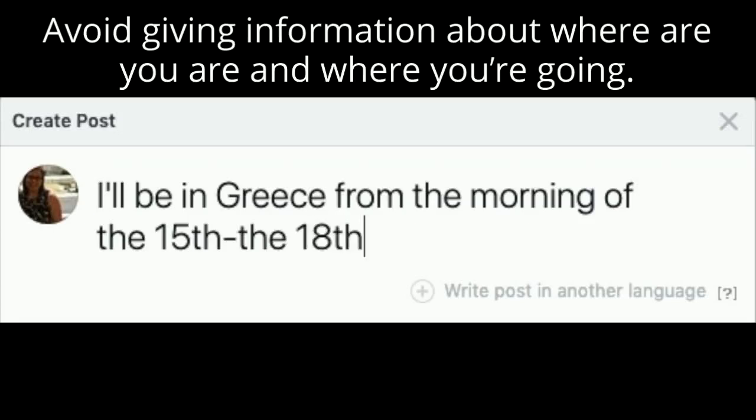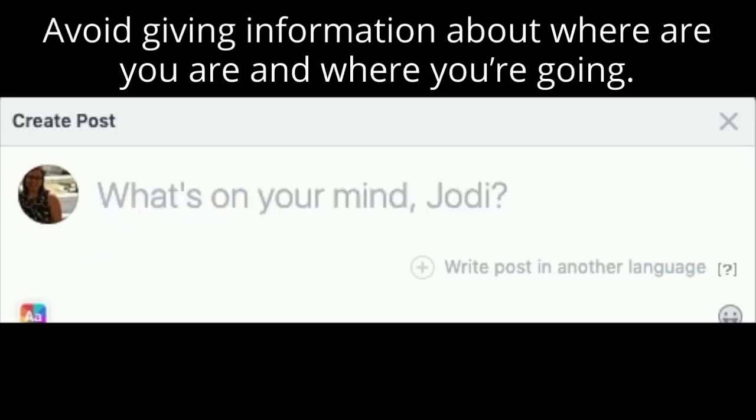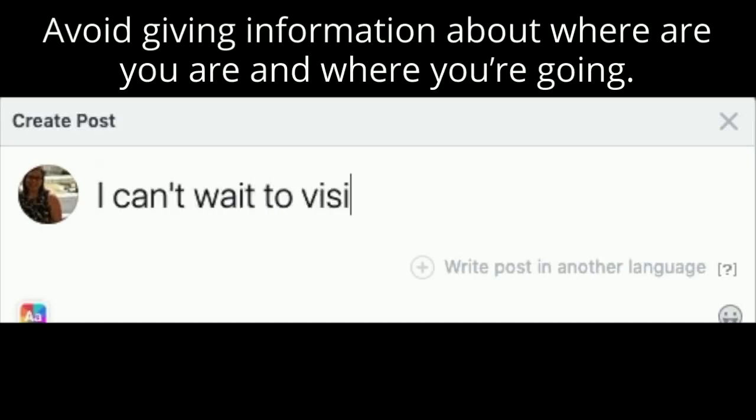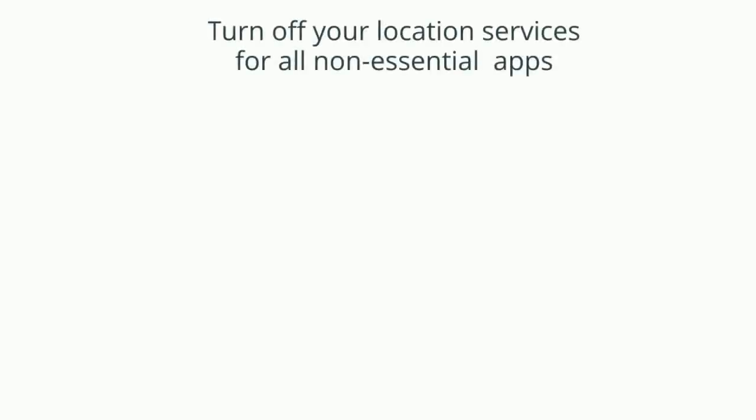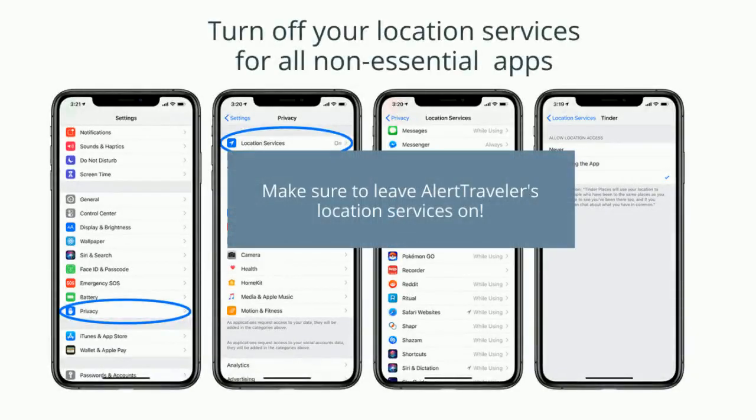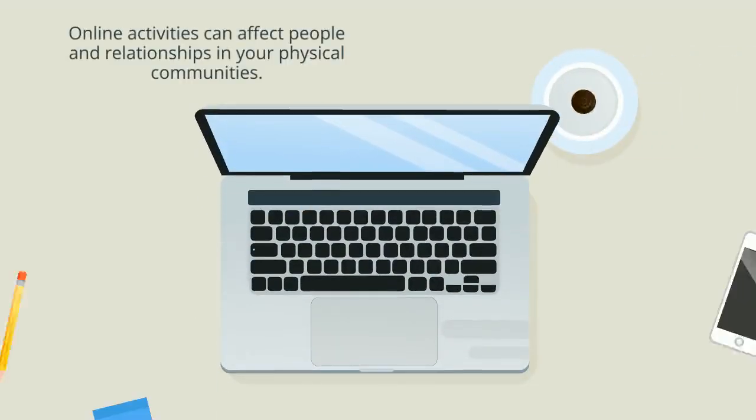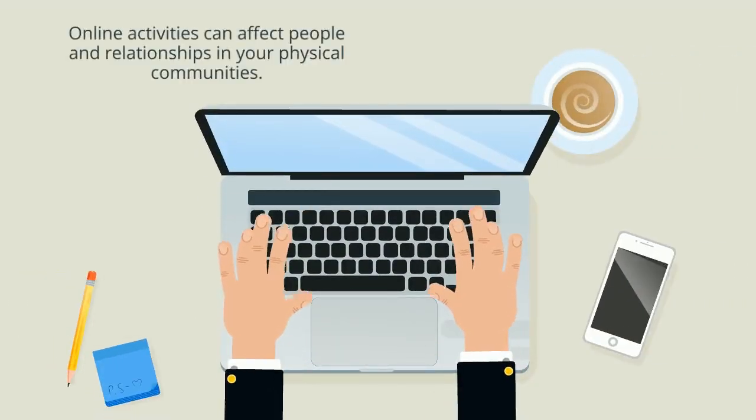Even though you will be in a new country, it still matters to consider your online presence. The more vague you are, the safer you'll be. Avoid giving public information about where you are and where you're going. With the exception of Alert Traveler, turn off your location services for all non-essential apps. Remember that your online activities can still have the potential to affect people and relationships in your physical communities. Be aware of the cultural context that you are in while you're abroad.